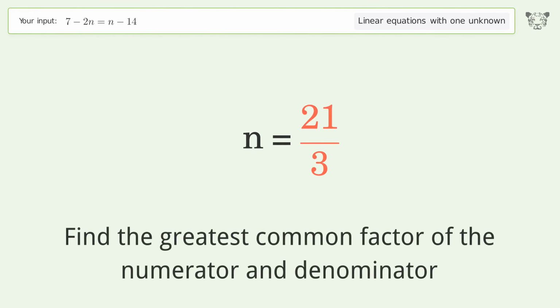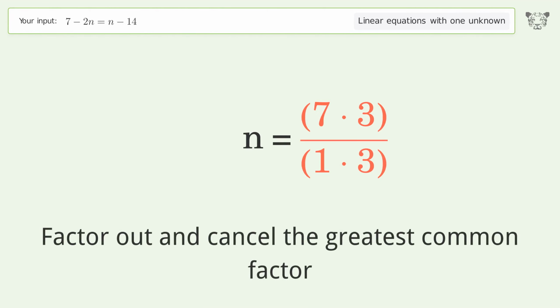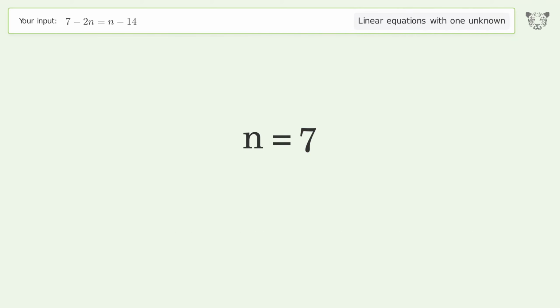Find the greatest common factor of the numerator and denominator. Factor out and cancel the greatest common factor. And so the final result is n equals 7.